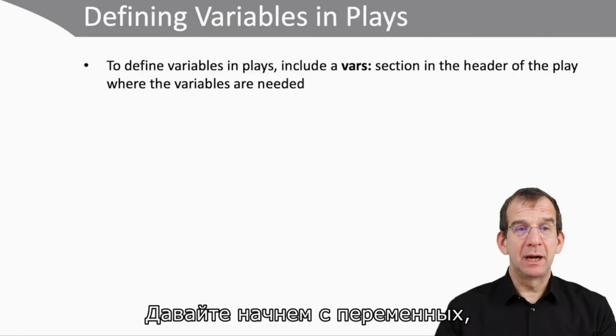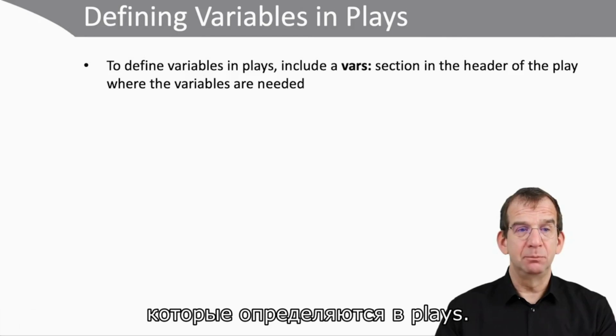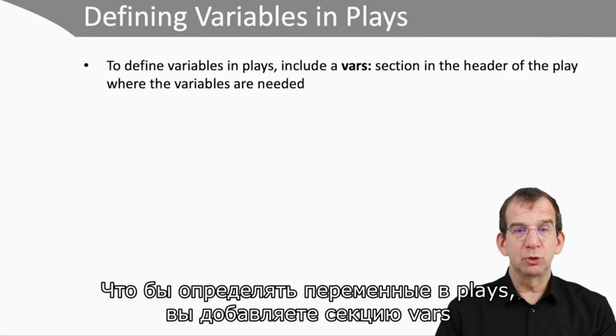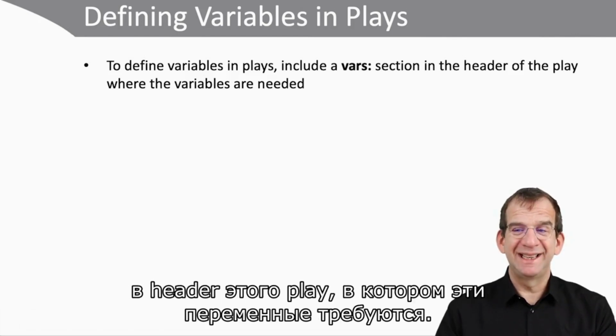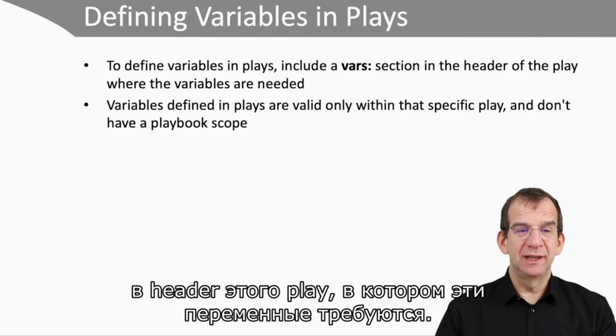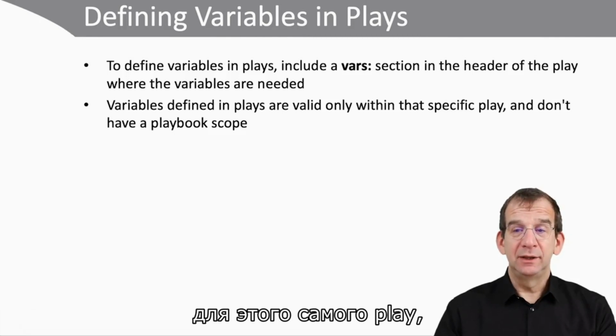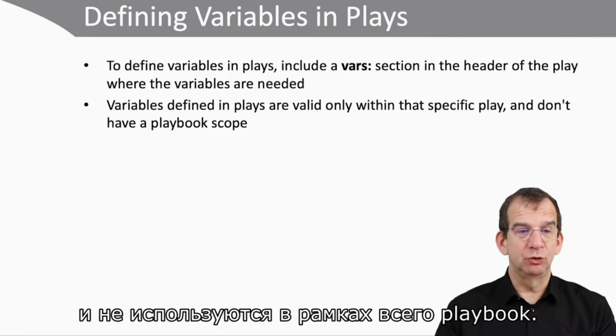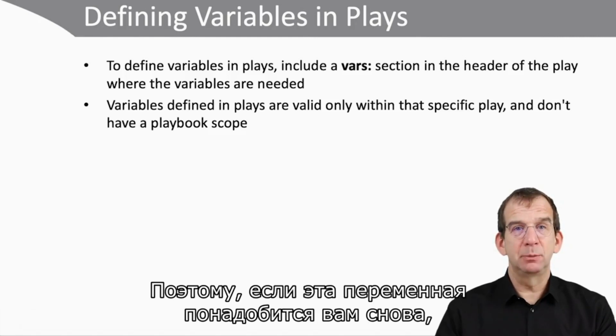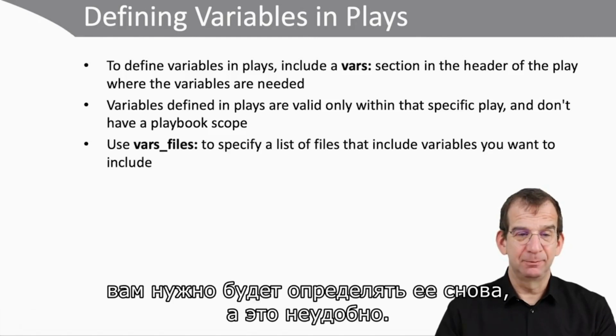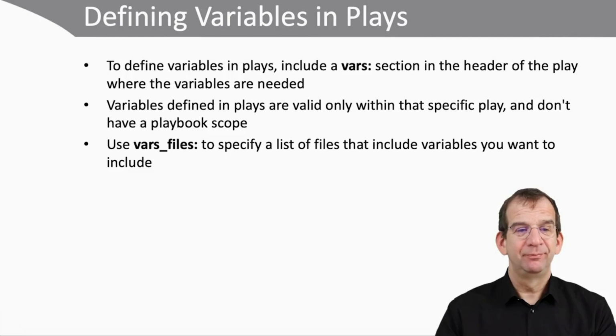Let's start by looking at variables that are defined in place. To define variables in place, you include a vars section in the header of the play where the variables are needed. Variables defined in place are only valid within the specific play, and they don't have a playbook scope. So if you need the same variable later on, you need to define it again, which is inconvenient.